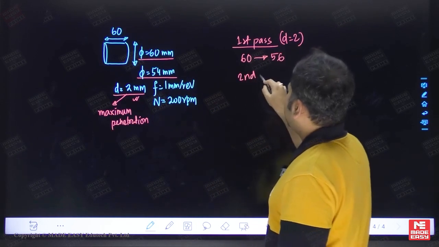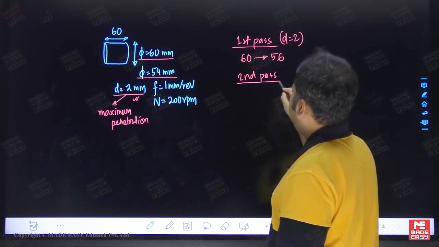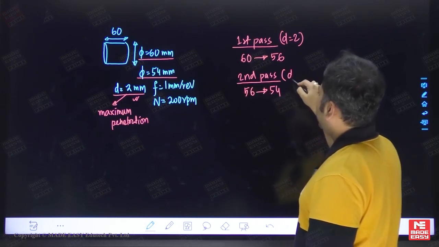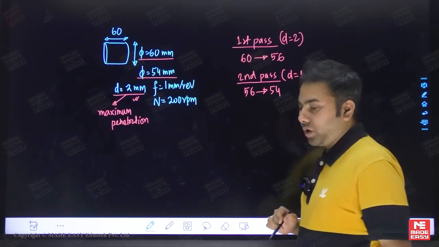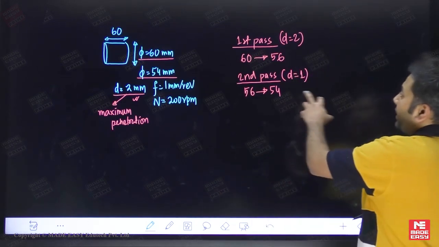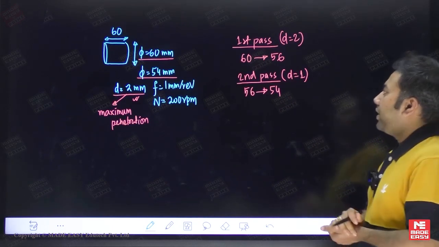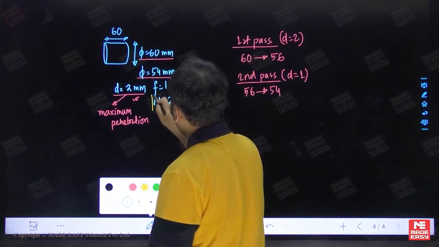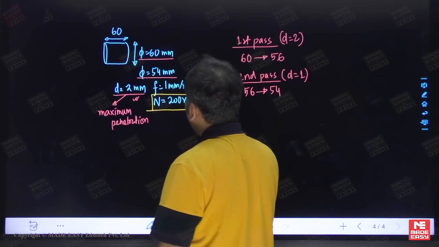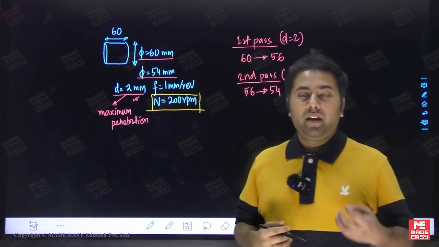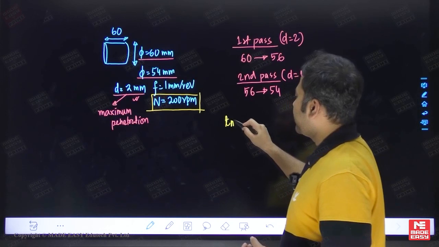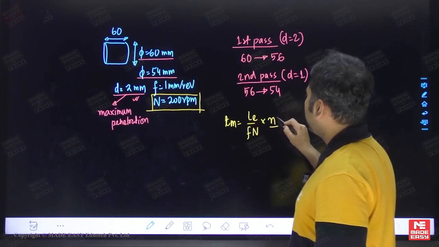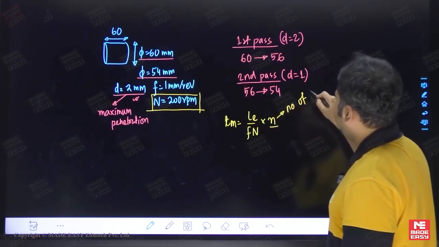Now the second pass requires diameter reduction from 56 to 54. So this time the depth of cut will be only 1 mm, because the total reduction is 2 mm. Since spindle speed is already given to us, we don't need to calculate spindle speed for every pass. Rather, the machining time equation will be L effective upon Fn into number of pass.